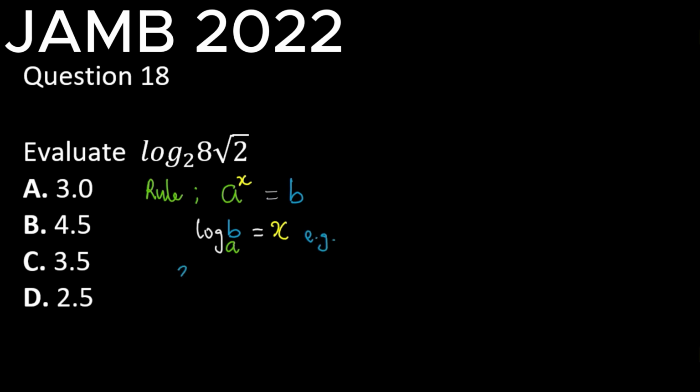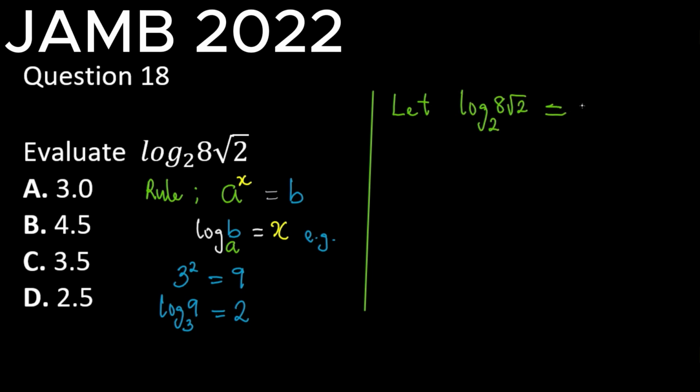For example, 3 squared is equal to 9. It's an indicial equation. So this one can be written as log 9 to base 3 is equal to 2. Okay, now coming back to our question, let log of 8 root 2 to base 2 be equal to x. Okay, we'll now say 2 to the power of x is equal to 8 root 2.